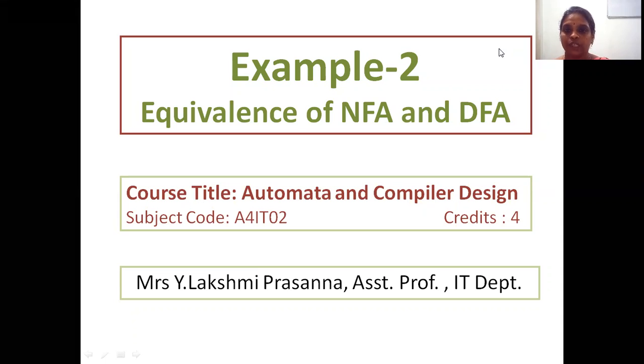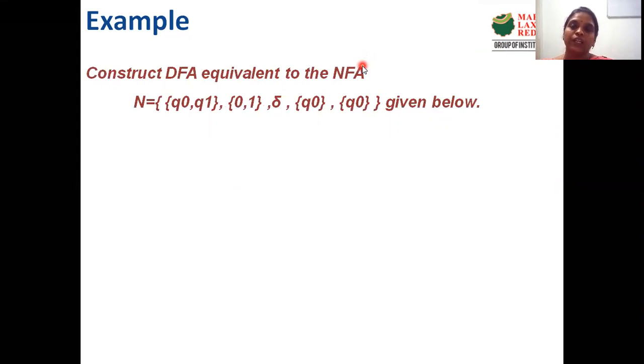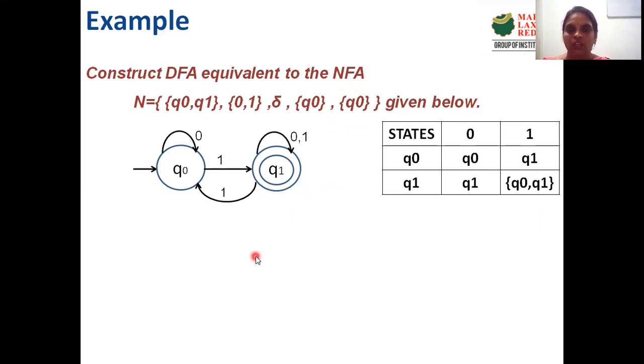In this lecture, we are looking at another example of how from a given NFA an equivalent DFA is constructed. So now consider the example here. Construct a DFA equivalent to the NFA given, where N is equal to (Q0, Q1) is the set of states, 0, 1 is the input alphabet, and delta is the transition function. Q naught is the initial state as well as the final state, where the transition function and the transition diagram are given here. Now, let us construct the DFA here.